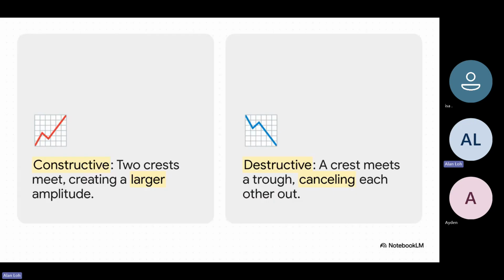And that simple math gives us two totally opposite results. If the peak or crest of one wave meets the crest of another, they add together to make an even bigger crest. We call that constructive interference. But what if the crest of one wave meets the trough, the low point of another wave? Well, if they're the same size, it's like adding +1 and -1. You get 0. They completely cancel each other out. And that is destructive interference.